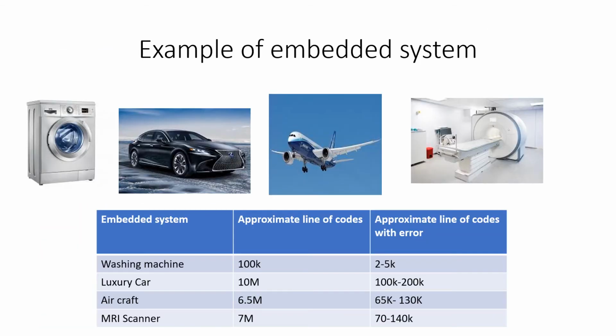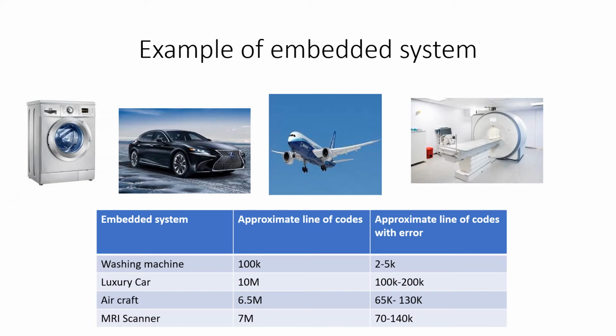Of the embedded systems, here they have shown some examples: washing machine, luxury car, aircraft, and MRI scan. To program these embedded systems, we need approximately these lines of code. For a washing machine, we need 100 thousand lines of code to complete the design. Similarly, for the luxury car we need 10 million lines of code, and for aircraft 6.5 million lines of code.